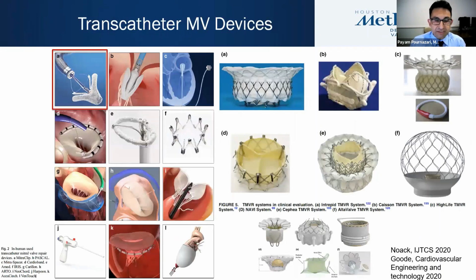Transcatheter mitral valve devices have evolved quite dramatically over the past couple of decades. On the left side of the panel, you see the transcatheter options for mitral valve repair, including the clips and annuloplasty rings, and on the right side of the panel, you see multiple transcatheter valve replacement options currently under clinical trials. Currently, the only FDA-approved device is the MitraClip, as you can see in picture A on the top left of the picture.